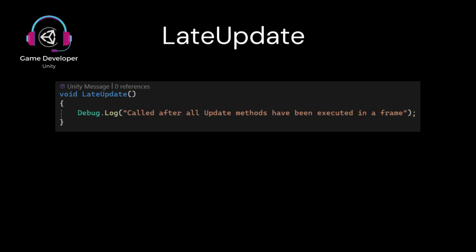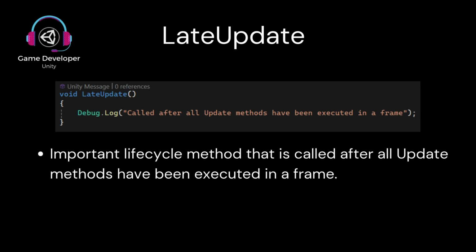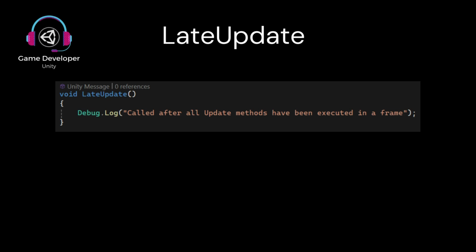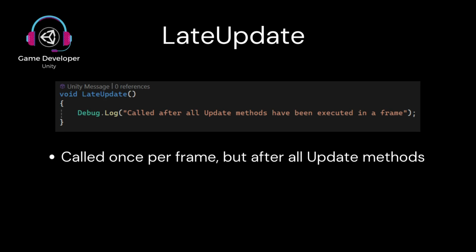Next in the update functions is LateUpdate. The LateUpdate function in Unity is another important lifecycle method that is called after all Update methods have been executed in a frame. It is particularly useful for scenarios where you need to perform actions after all other updates have occurred. LateUpdate is called once per frame, but after all Update methods.